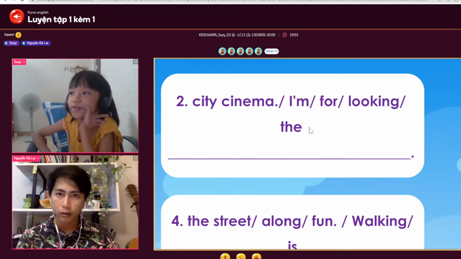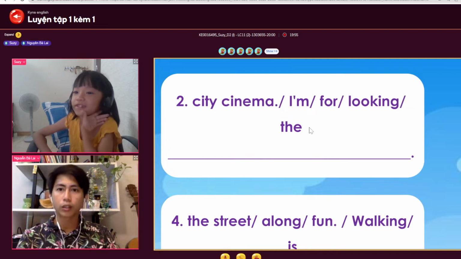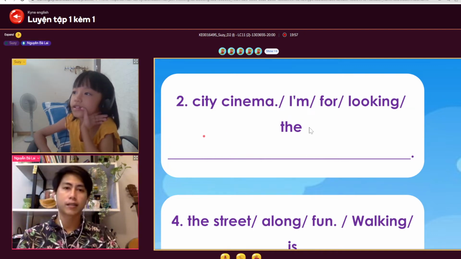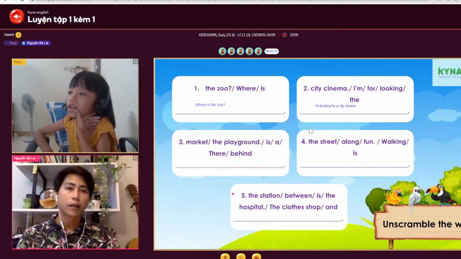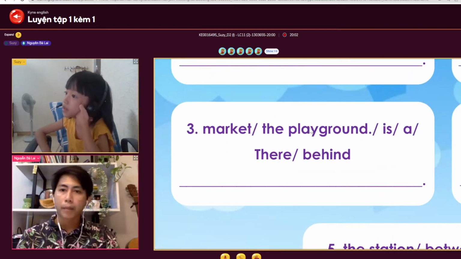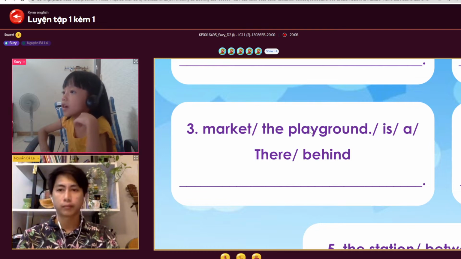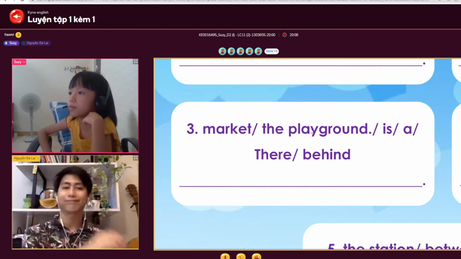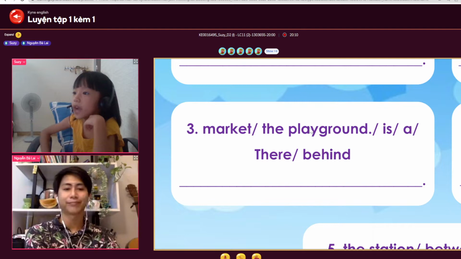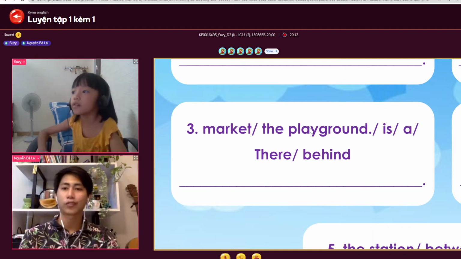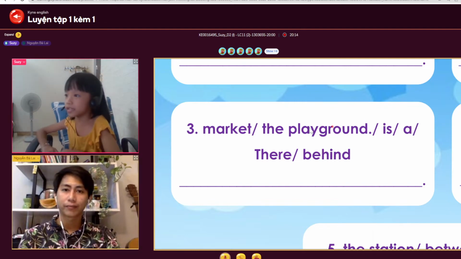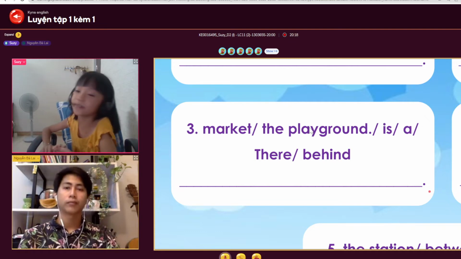Wait, hold on. So I'm looking for the city cinema. Now, where I noticed is there is a playground behind the wrong. There is a market behind the playground.